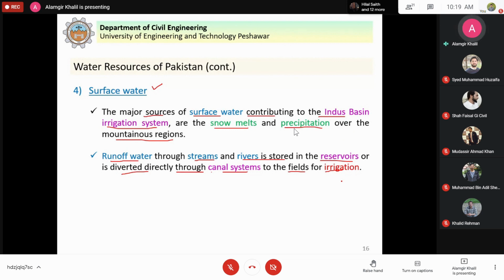So the water which is flowing in these streams and rivers, the Indus River and its tributaries, is either directly diverted through canal systems and supplied to agriculture, or we are storing the water in the form of Tarbela Dam, Mangla Dam, and so on. And then from those storages, we supply the water for different purposes, including agriculture.